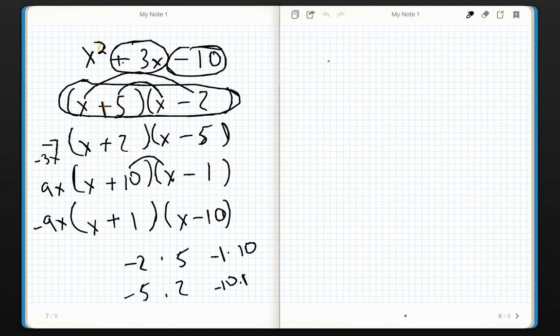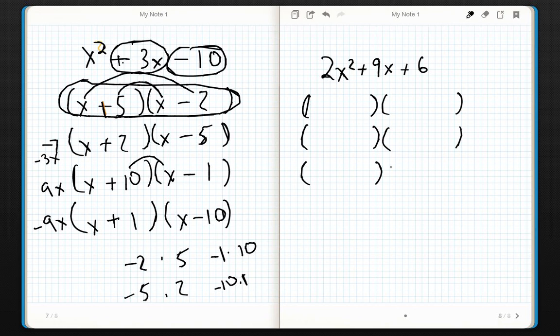Last one, 2x squared plus 9x plus 6. Now in this case, it's not terribly challenging to get started because, since 2 is prime, there's only one way to build a 2x squared, and that's with a 2x and an x. So again, it's not super complicated, and I made all the signs positive. But you get the idea that there's only one way.